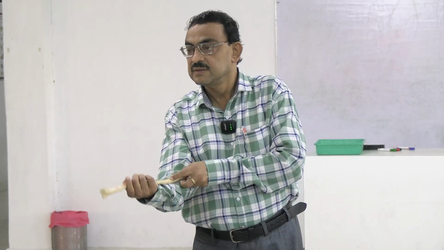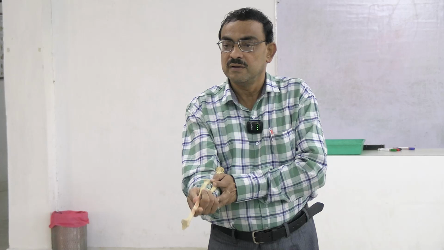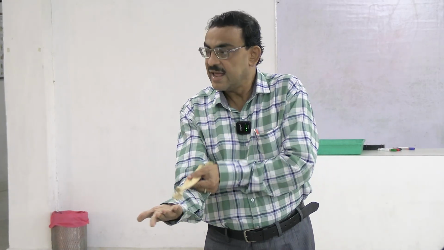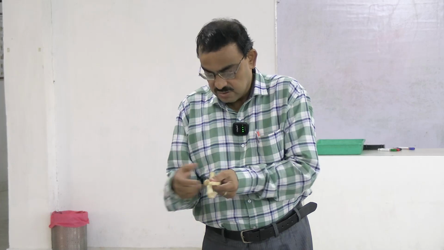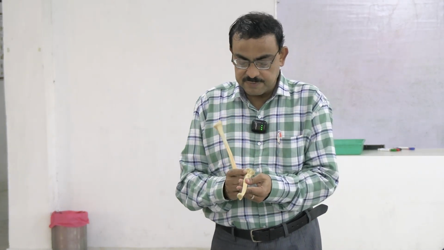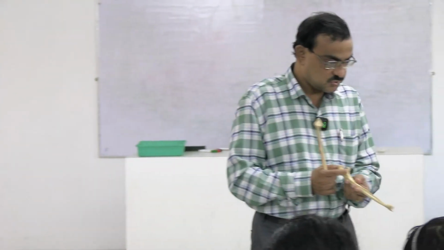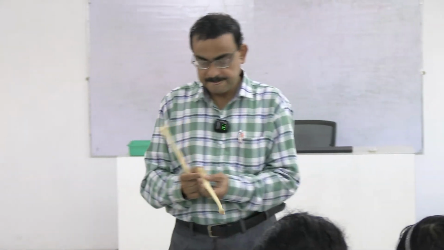And this radial notch is laterally placed. This is medially placed bone and this is laterally placed bone. Okay. So on the lateral side and medial side, we can identify by the presence of this radial notch.